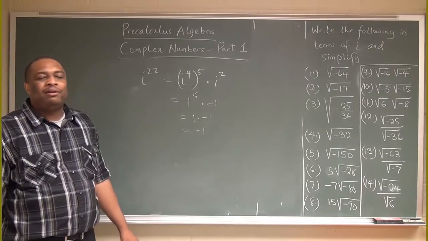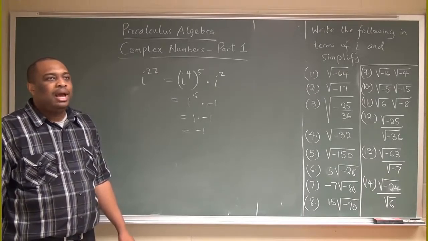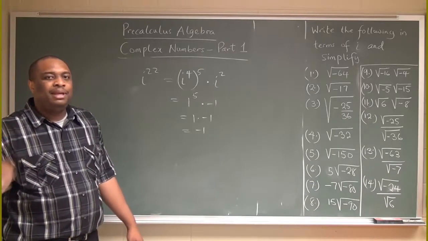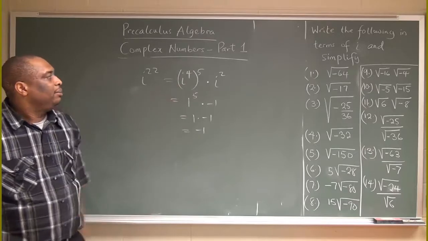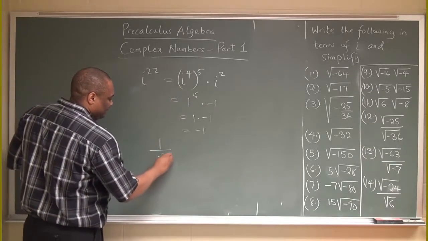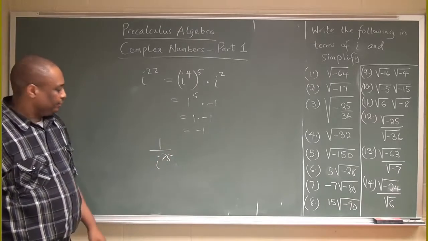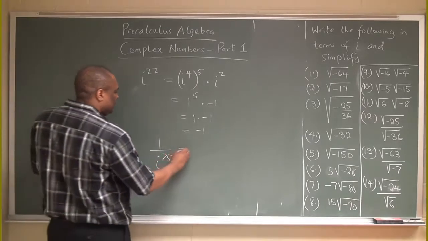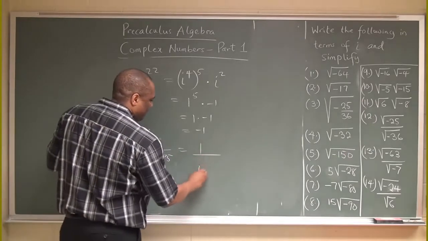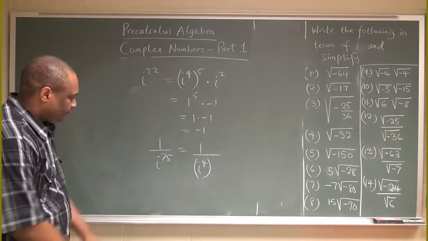If there are any number of i they ask, even if they ask i^320, i^375, okay, just find how many 4s are in there and put it like that. Even if they ask 1 over i^75, what if they ask 1 over i^75? Okay, this will be 1 over i^4. How many 4s are in 75?